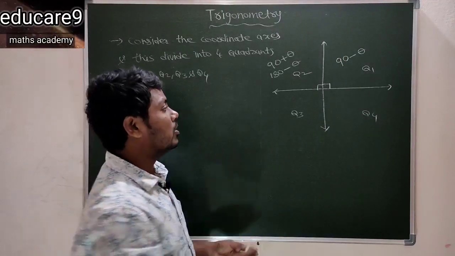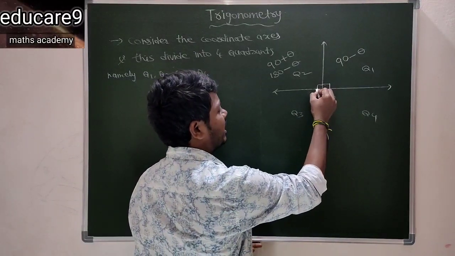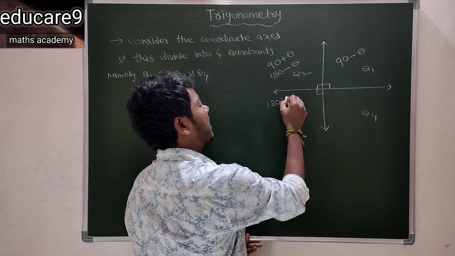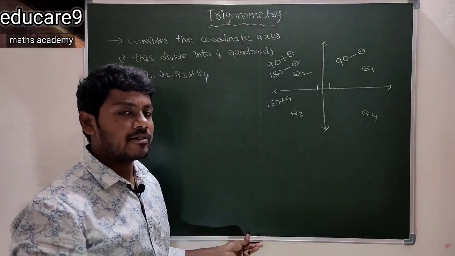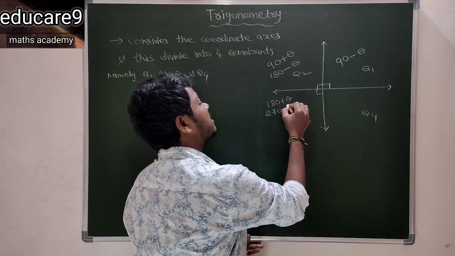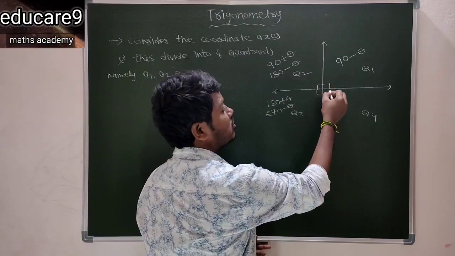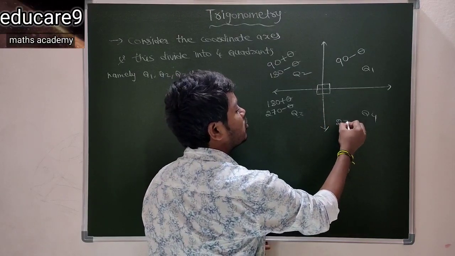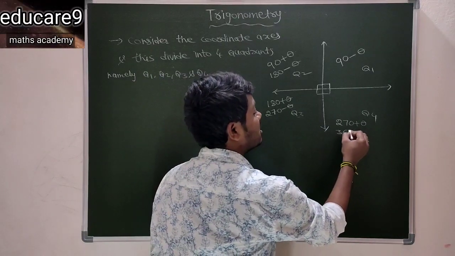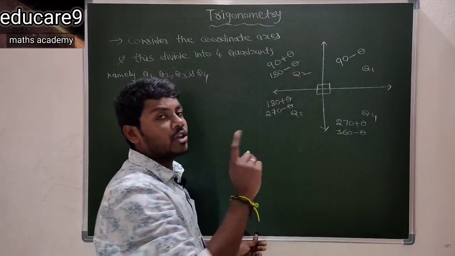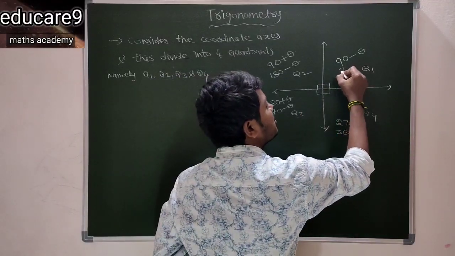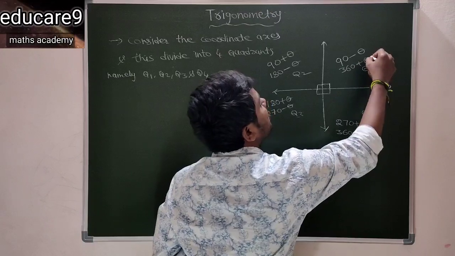Okay, now 90 plus 90 is 180, plus something, so here 180 plus theta. But what is the maximum angle? 270. So right here 270 minus theta, and this is 270 plus something, so 270 plus theta. What is the maximum angle? 360. So this is 360 minus theta. Again go to the first quadrant, 90, 90, 90, 90, 360 plus something, so this is 360 plus theta.